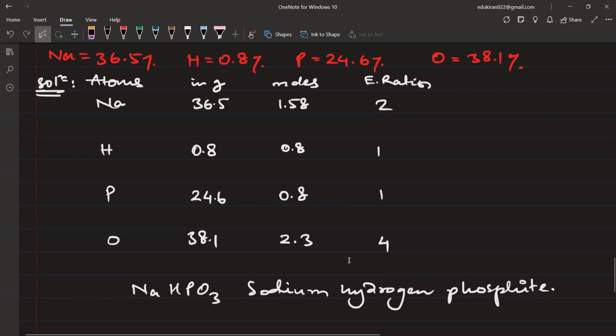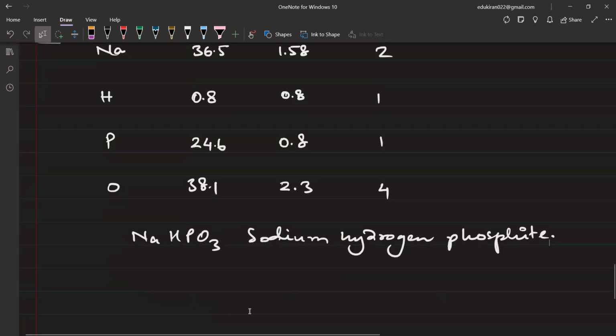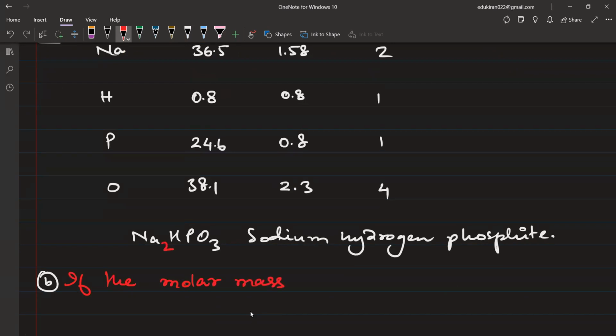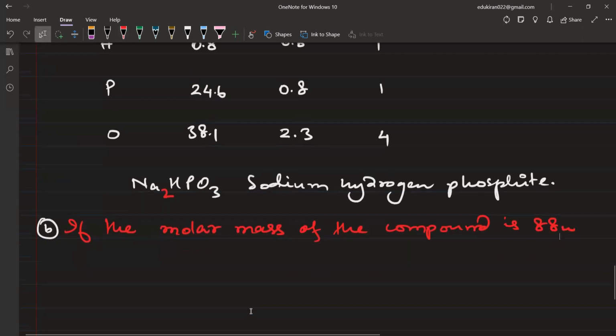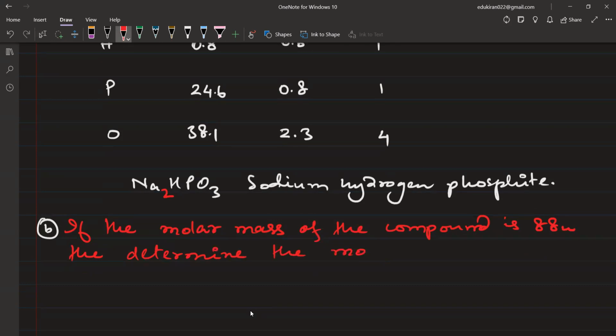Now, in this question only, we have one more question. So they're asking, B part: if the molar mass of the compound is 88 U, that means 88 atomic mass unit, then determine the molecular formula.